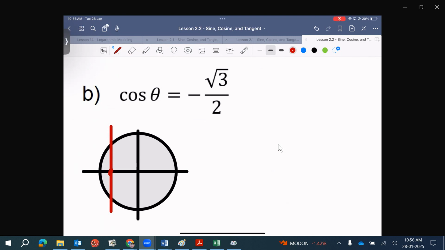So we draw a vertical line like this one. This is the line where x is equal to minus root 3 over 2. We get two possible angles for that one. One here and one here. Now none of these are in the exact value table, but they are in symmetry with this one here. Now this one here is in the exact value table.